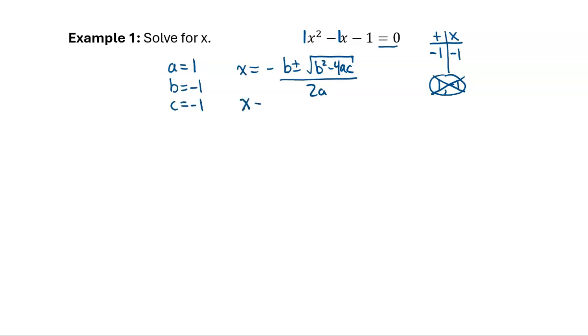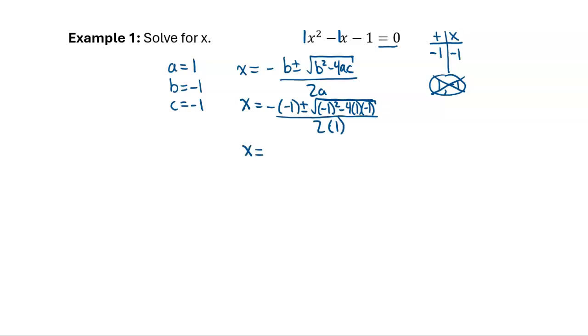So now I sub those into the equation. Negative of negative 1 plus or minus the square root of b squared, so it's negative 1 squared, minus 4 times a is 1, times c is negative 1, all divided by 2a. Now the a term is 1, so 2 times 1 in the denominator. It's also important that you make sure that the square root is over all the terms there. Otherwise, technically it wouldn't apply over all the terms, but it should apply to the entire b squared minus 4ac.